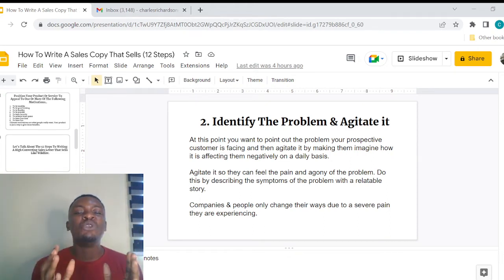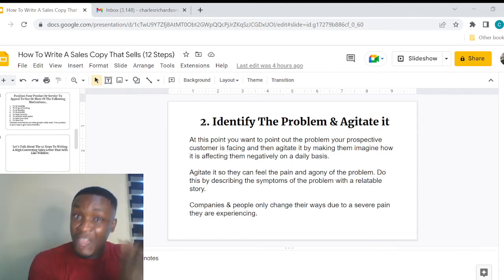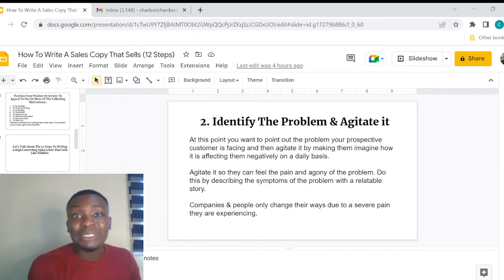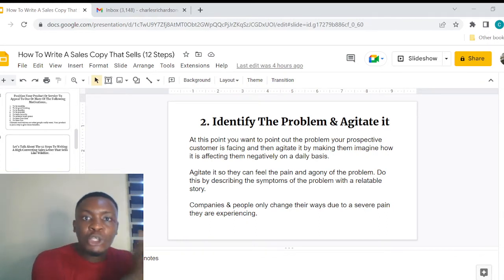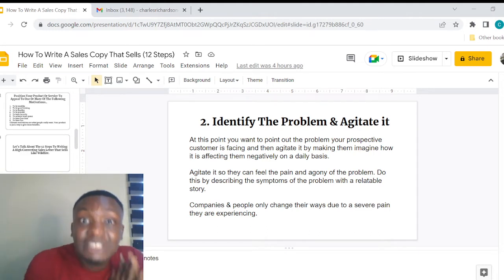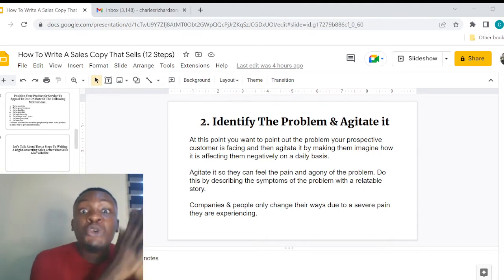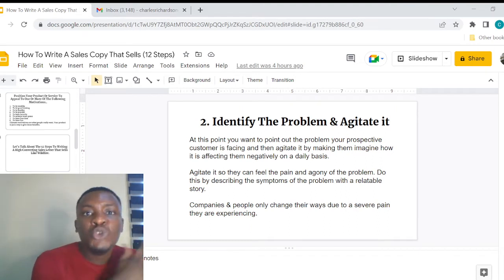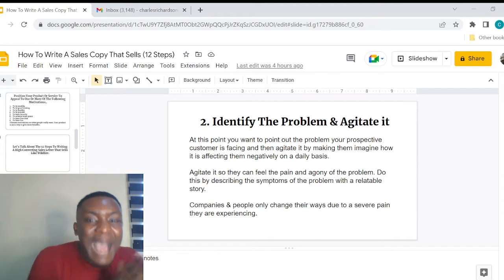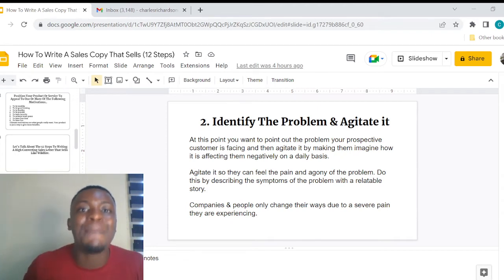You want to make them know that this problem is as serious as cancer. You have to do something about it, or you risk losing your life. You will risk losing that very thing that you hold dear. You risk losing your relationship. You risk losing your beauty. You risk being poor if you don't take action now. After you have identified the problem and agitated it with a relatable story, what is the next thing?